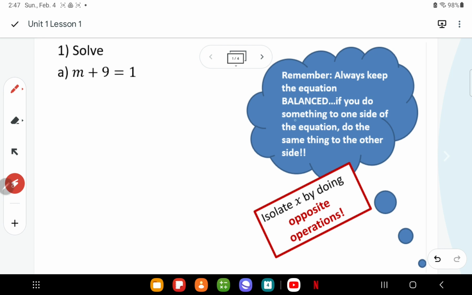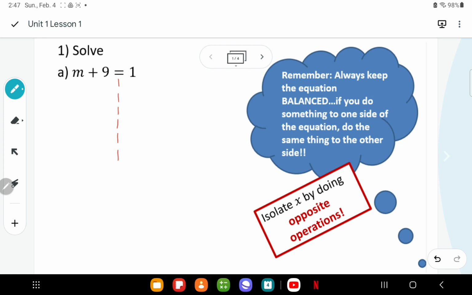Here are our rules: if we do something to one side, we have to balance it out and do the same thing to the other side of the equation. And we're going to undo those operations by doing the opposite. So the first way I like to start these is to draw a dotted line going down from the equal sign.